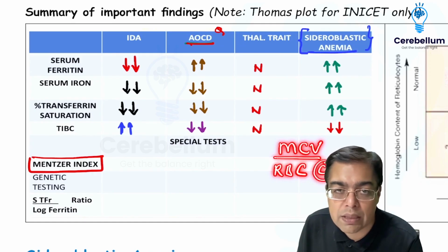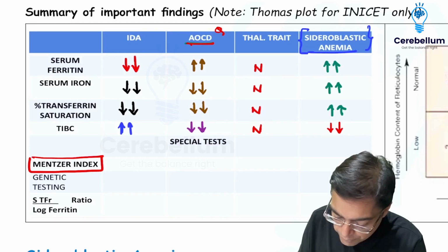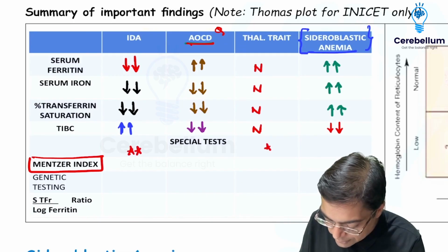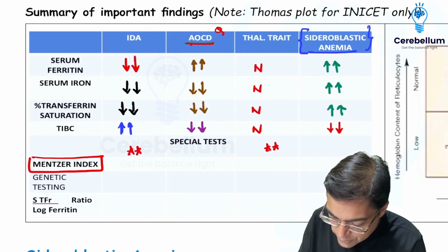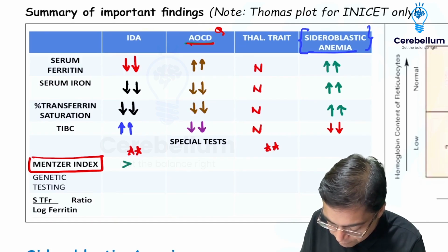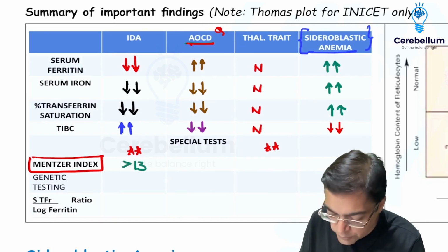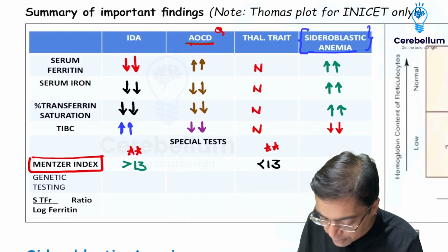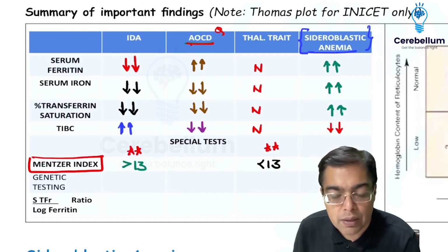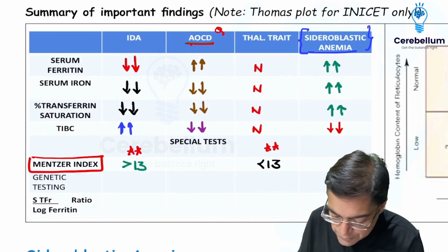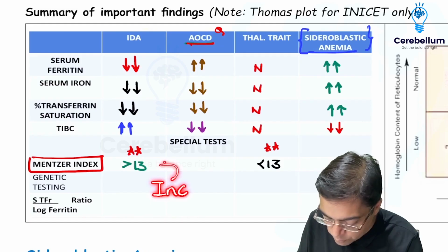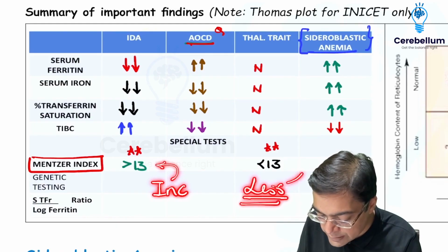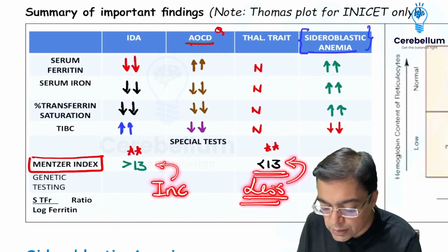When we calculate the Mentzer index, fact number 1, it is useful for differentiation of iron deficiency anemia and thalassemia trait. If the value of Mentzer index is more than 13, it is associated with iron deficiency anemia, friends. And if the value is less than 13, that is associated with thalassemia trait. Easy to remember: I for iron deficiency anemia, I for increased value, that means more than 13. Or you can remember thalassemia phonetically has the word less in it. So when the value is less than 13, that is a feature of thalassemia.